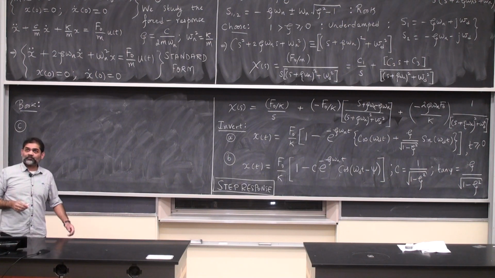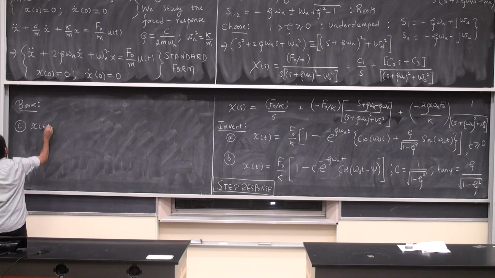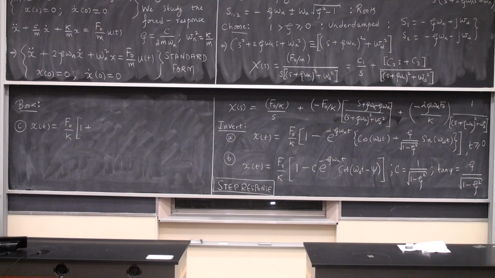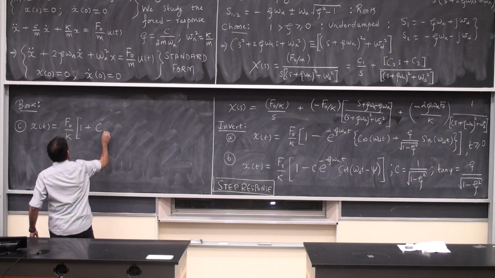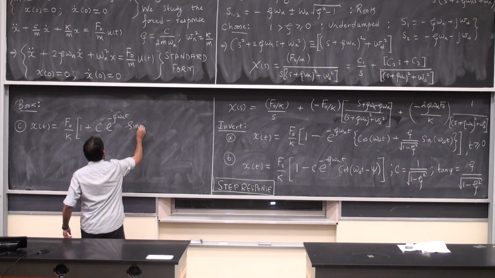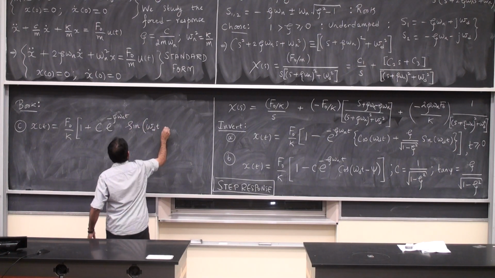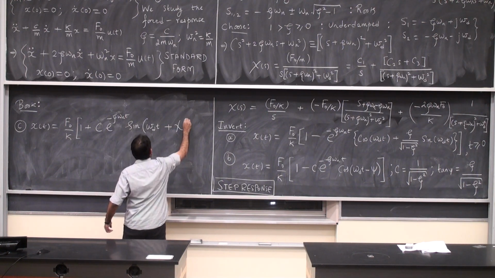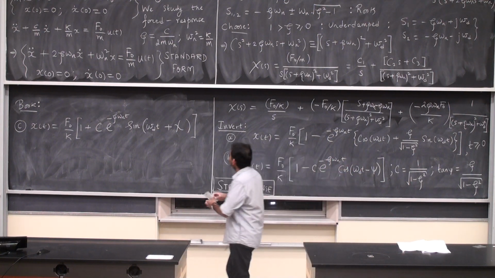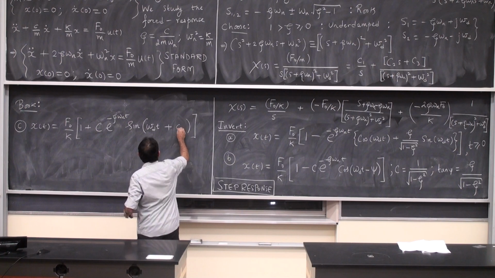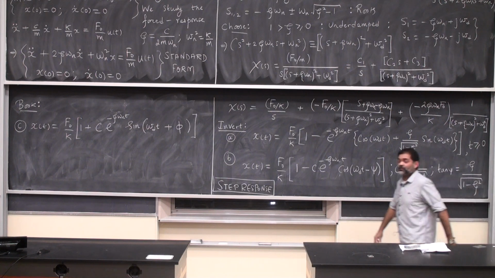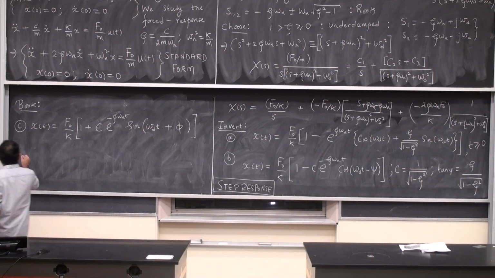this is the third way of writing it. Okay? So x of t is F naught by k, 1 plus c e to the power minus zeta omega n t sine omega d t plus some phase, I think your book calls it phi, so I will use the same Greek letter as your book. What is phi here? What is c here? This is the same thing. C is the same as what you have.